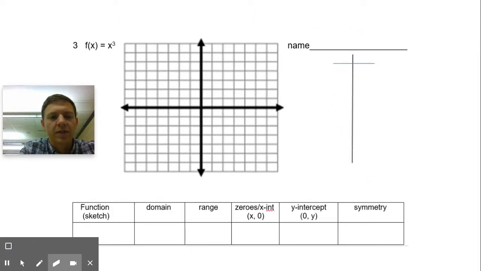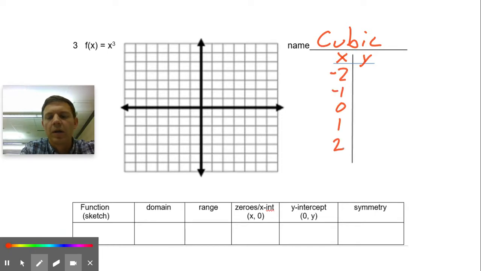The next, f of x equals x cubed. Well, this is a cubic function. And then we're going to plug in our 5 numbers for f of x equals x cubed, and we get out the following y's. -2 cubed would be -8. -1 cubed would be -1. Plug in 0, we get out 0. Plug in 1 cubed, we get out 1. And 2, get out 8.